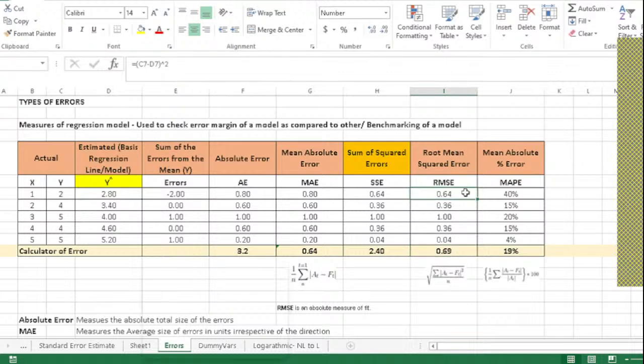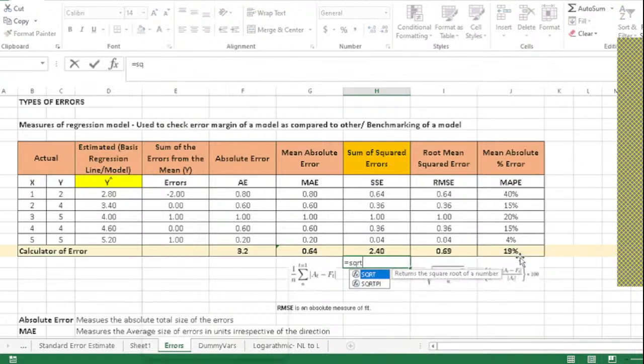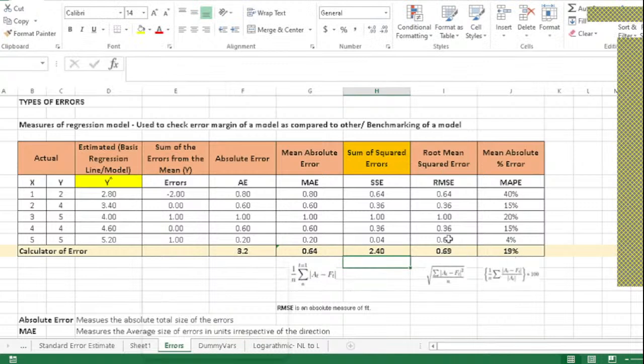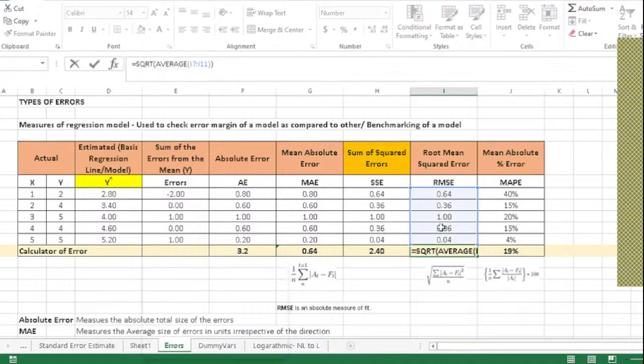So I do under root. I just take this SSE, I just add an under root, or square root, and we get a root mean square error, right? So if I do a SQRT, wait, not this. First we calculate the sum of squares, we take an average, and then we do a root. Okay, clear?